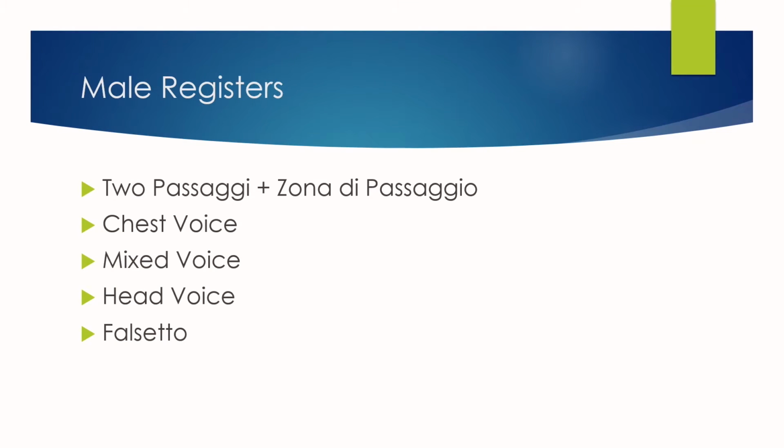Richard Miller explains that male and female voices have two passaggi, but only male voices have the zona di passaggio in between the two passaggi. Also, men have an additional register called falsetto. Despite the difference in registers, all male voice types have chest, mixed, and head registers, and therefore, all male voice types must learn how to mix into head voice in order to achieve a healthy passaggio approach.